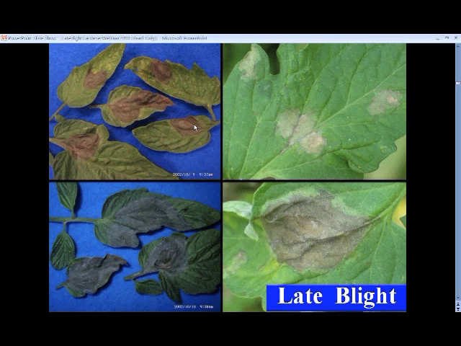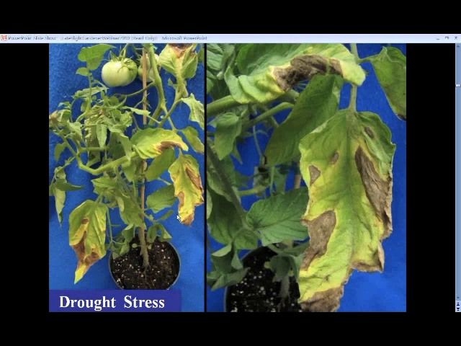Sometimes it can be more of a brown look. And if you don't see the pathogen present, you can take these leaves, as I did, put them in a plastic bag overnight, and you can see the pathogen developing. If it takes more than a day, you're probably looking at something else. But just overnight could be the pathogen.